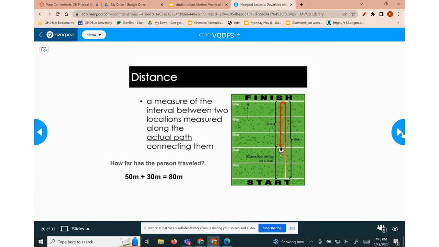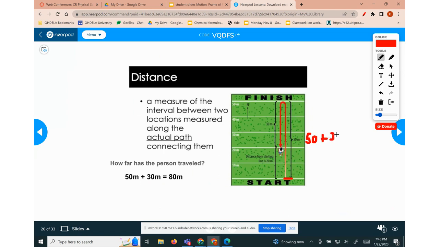All right. So distance is the measure of an interval between the two locations measured on the actual path. So here we started at 0 in the start. We went 50 meters, turned around, and went another 30 meters, gave us 80 meters. All right, and I think that's where we're going to stop with this one.